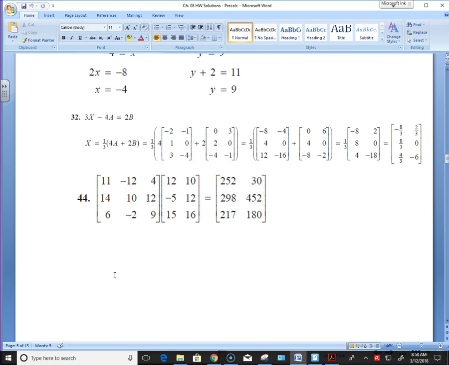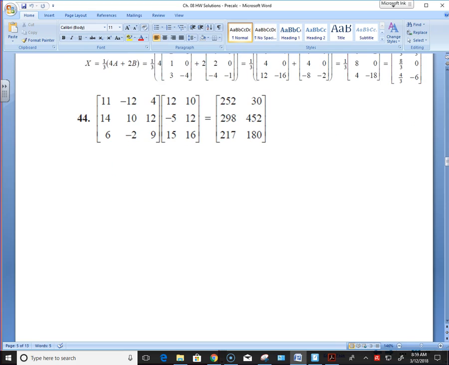Number 44, though. What did you have to do? Going across with going down is what you would have had to do if you had to do it by hand. But thanks, Lainey. What were you allowed to do in number 44? Nice. We know how to multiply using our calculator. That'll be very helpful on the calculator portion of the test.